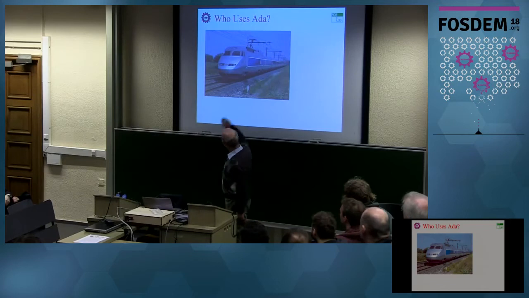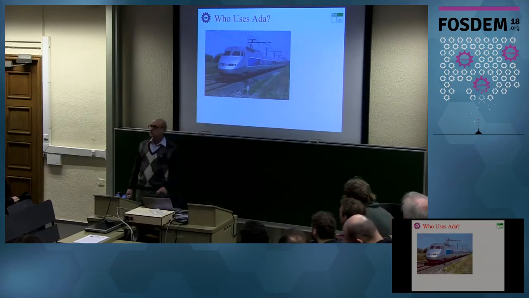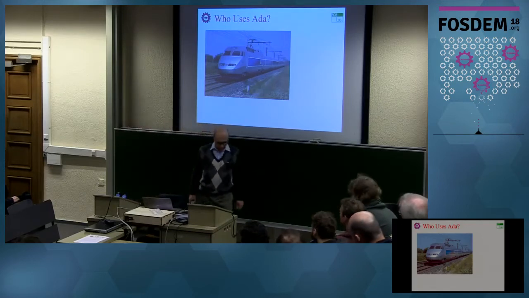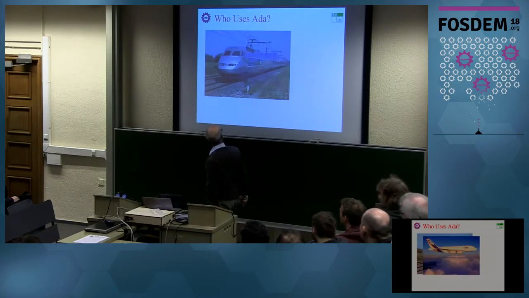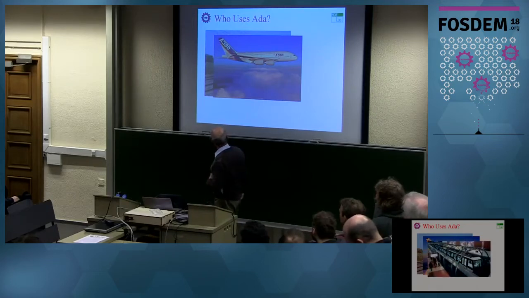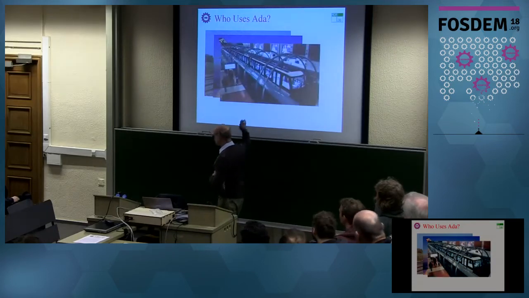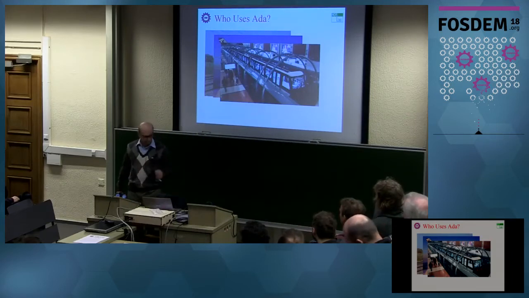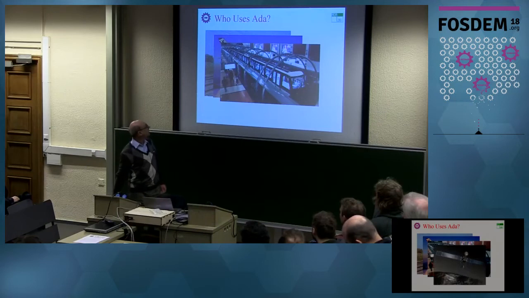For example, if you take a TGV, all the mechanisms that control the speed of the train, the needles, and all the safety part of it are written in ADA. There is lots of ADA in the A380 and also in the A400M. This is the automated subway in Paris, line 14 and now line 1. They're running on ADA.